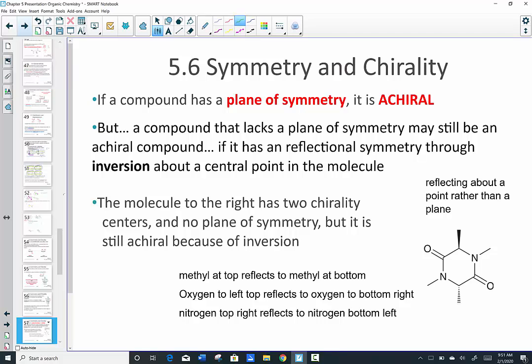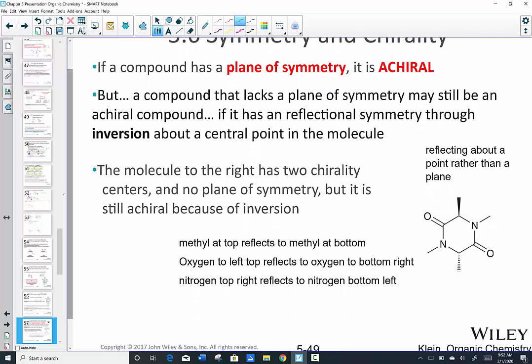However, there's yet one more possibility of a compound with chiral centers, not necessarily having a plane of symmetry, but having a point of inversion. This is just something else to consider that would make the molecule achiral overall. I want to examine what I mean by a point of inversion. The molecule to the right has two chiral centers. Let me find them. So is this chiral or an achiral molecule?